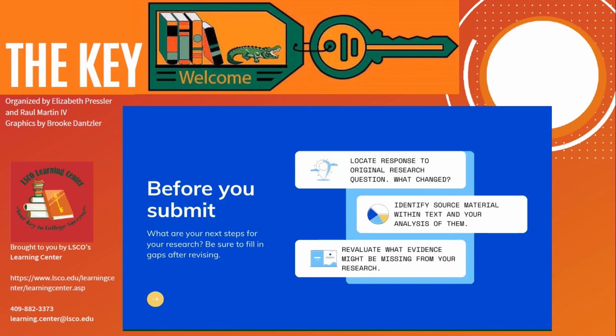Before you submit your research paper, there are a few good habits we'd like to share with you. First, locate the response to the original research question and ask yourself what changed. This is similar to the reflection step in our note-taking and writing videos. Identify source material within text and your analysis of them, ensuring you've considered the source's arguments in detail as well as cited them according to MLA APA standards. Reevaluate what evidence might be missing from your research, which marks the final stop before arriving at your research destination.